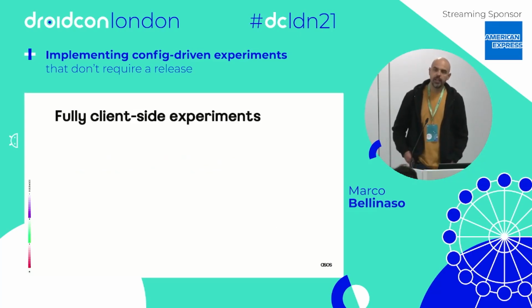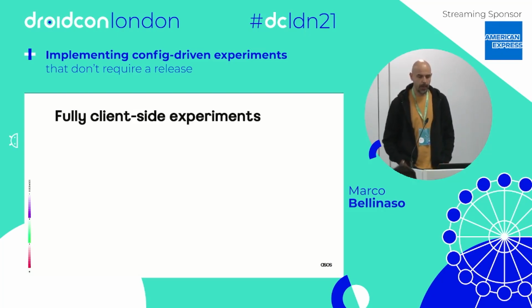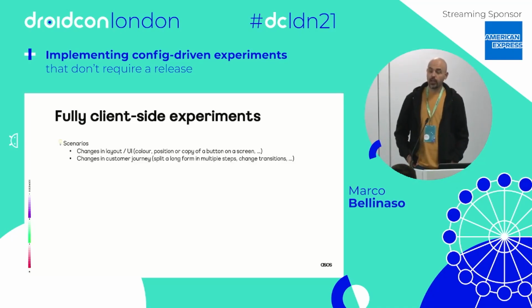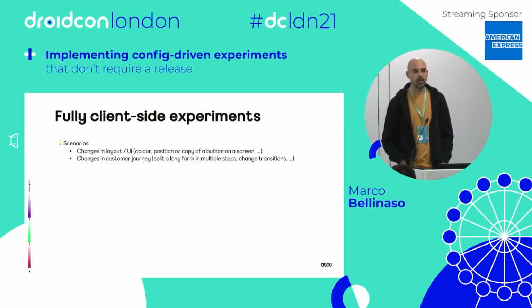There are three different approaches that we have used in our apps over the years for testing, and we're going to go through these three to give you an idea. The first approach is fully client-side experiments, which is when you want to change something on the client side, like the UI or the layout of something. For example, you might want to change the color or some other styling or the position of something, or you might want to change the UX of something, for example splitting a long form into multiple steps.